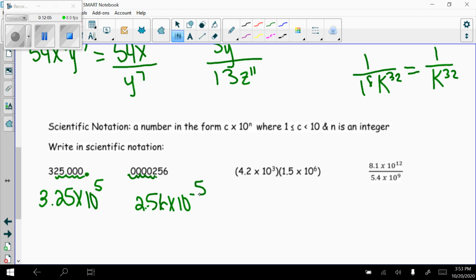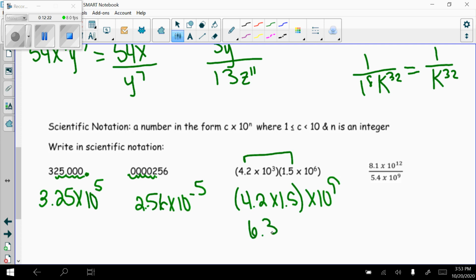4.2 times 10 cubed times 1.5 times 10 to the 6. So I multiply my numbers, 4.2 times 1.5, and then I have times 10. I add my exponents, 3 plus 6, 9. So 4.2 times 1.5 is 6.3 times 10 to the 9th.